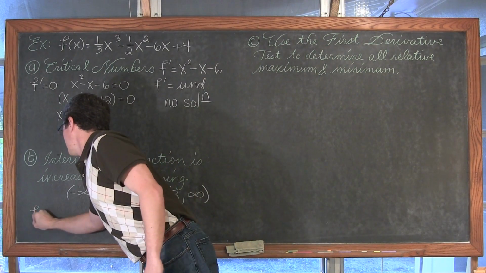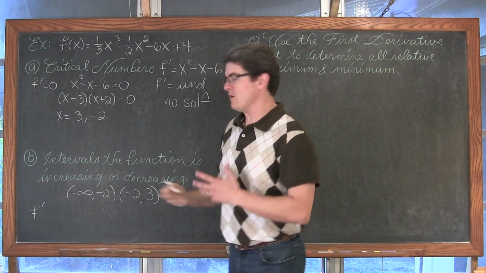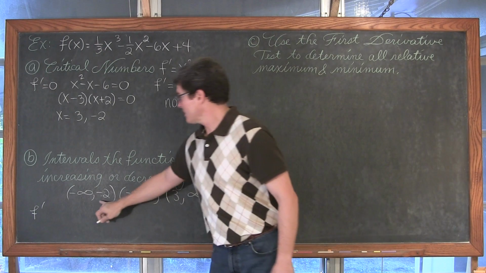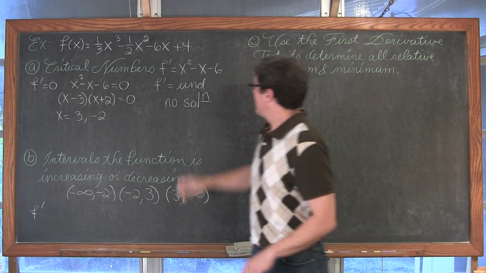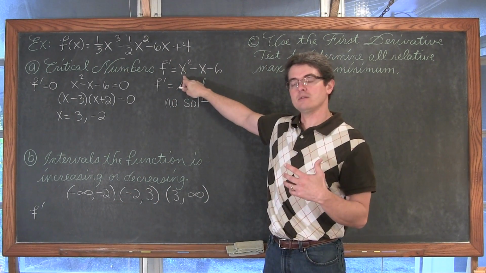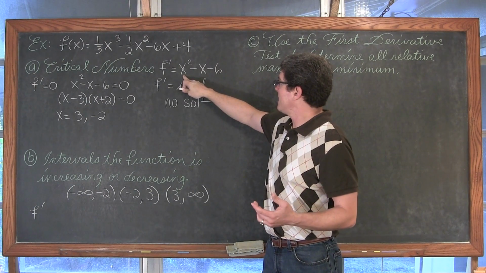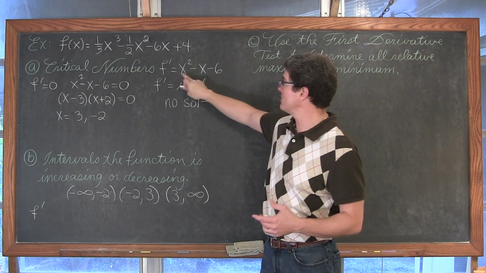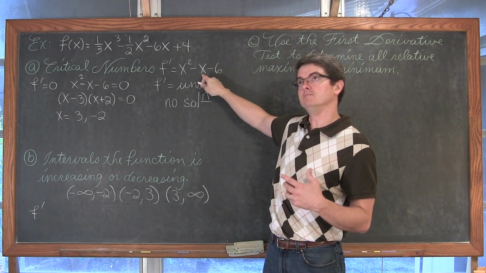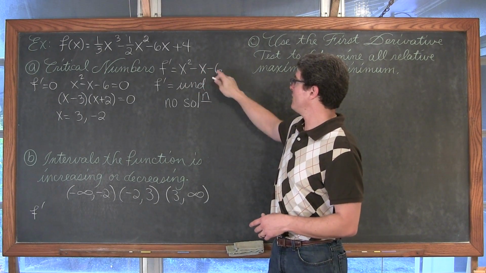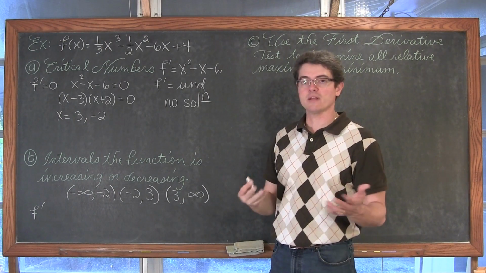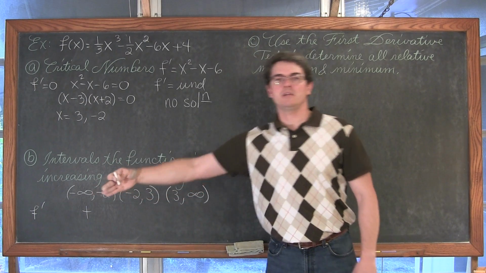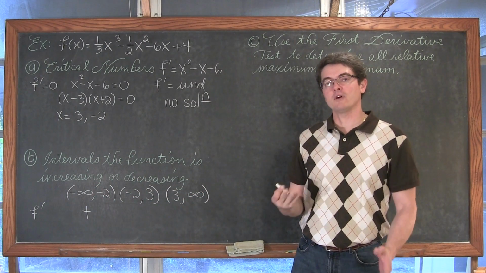Now I only have to test one value within each of these intervals. So let's say negative 3. Negative 3 squared is 9, and 9 minus negative 3 is plus, so 9 plus 3 is 12. And then 12 minus 6 is a positive number. So on the interval from negative infinity to negative 2, our function is increasing.